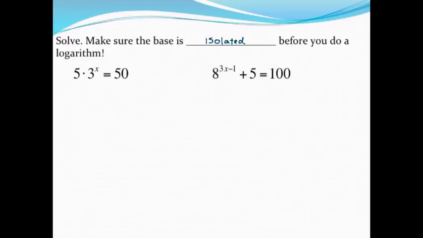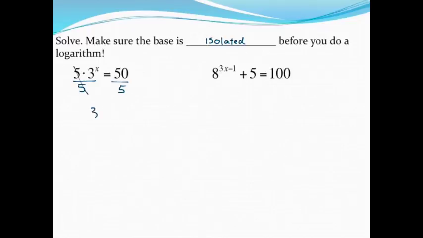When we're solving an exponential equation, we have to make sure that the base is isolated before we do a logarithm. So for example, in this equation right here, don't you dare ever multiply 5 times 3 and get 15. Remember, exponents come before multiplication in order of operations, so we can't multiply those together. Instead, let's get rid of that 5 by dividing both sides by 5. That'll undo the multiplication right there.